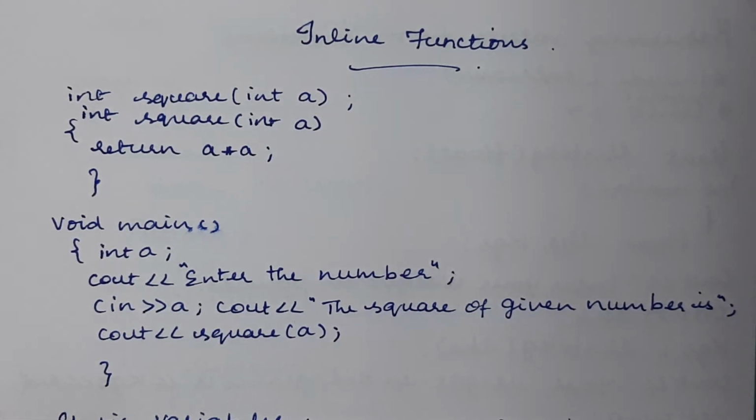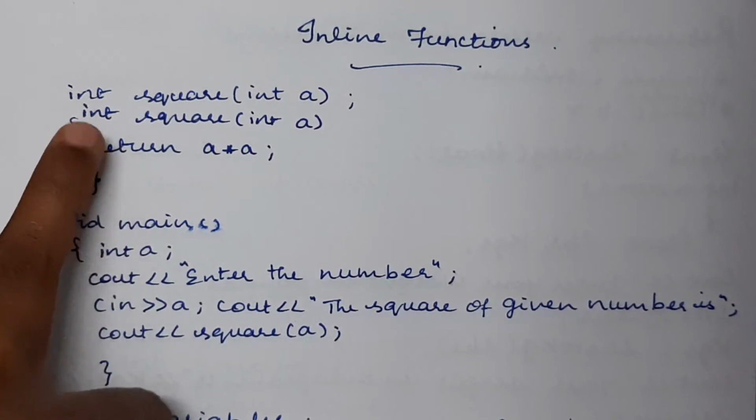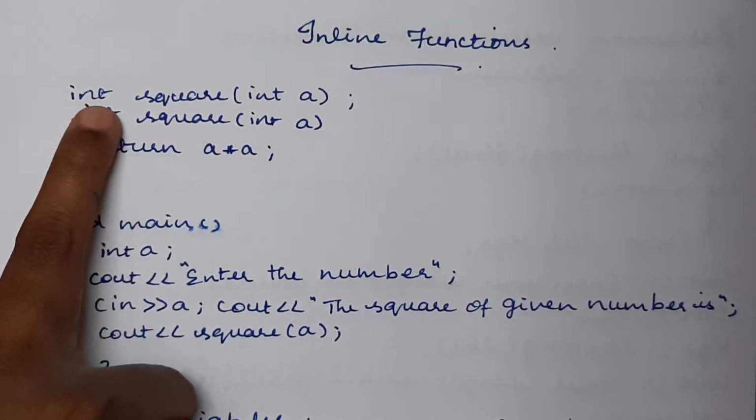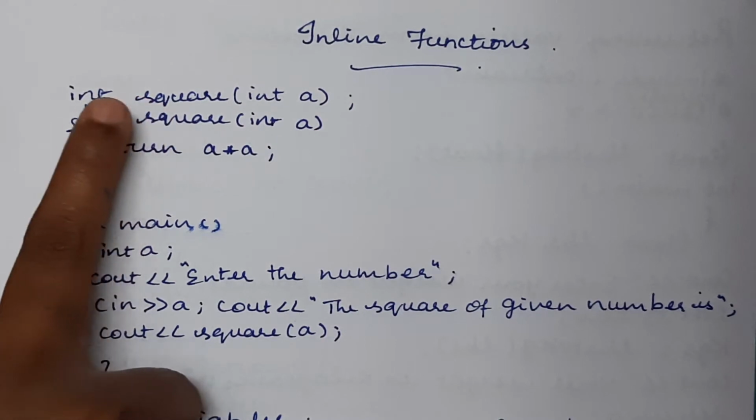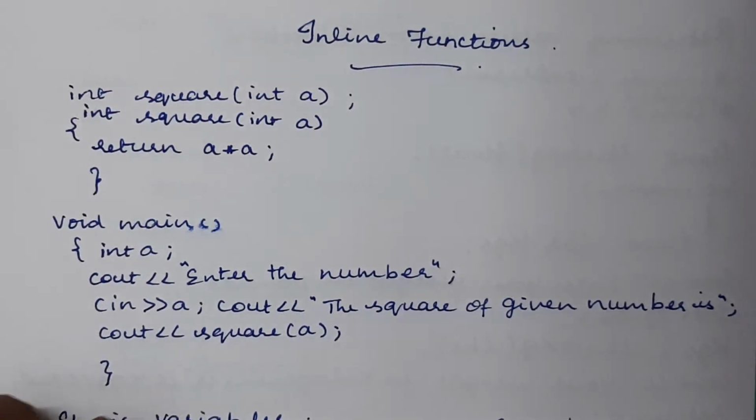Even then, if you go with the functions concept, what happens? Suppose you have a normal function, so let's see this program. The first statement is the function declaration statement. The name of the function is square and its return type is int. It has one argument of type int, and the name of the argument is also given here, that is a. In the next statement we have defined it.